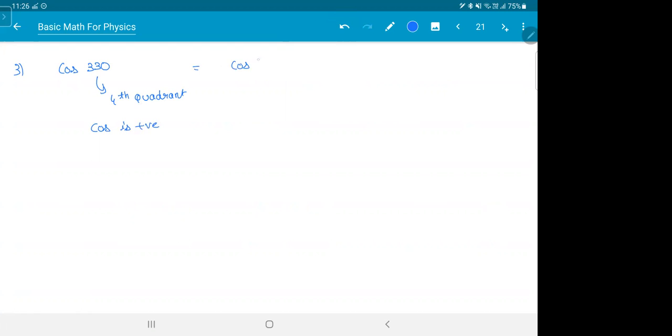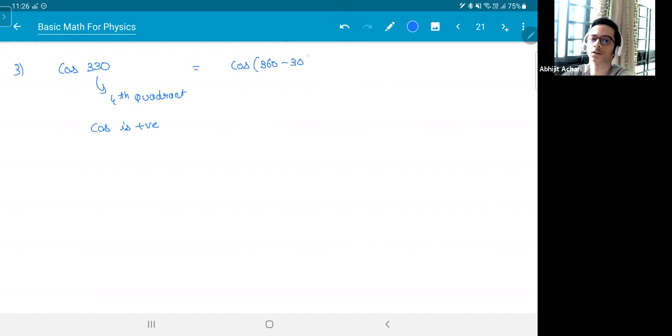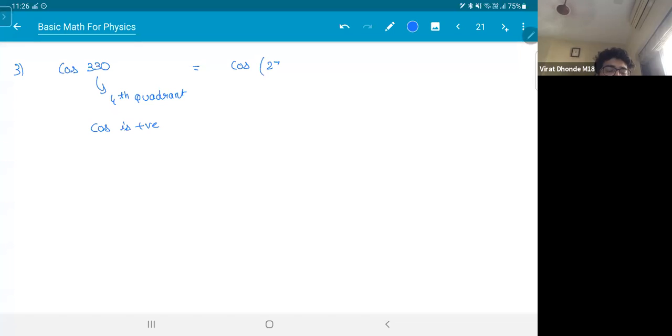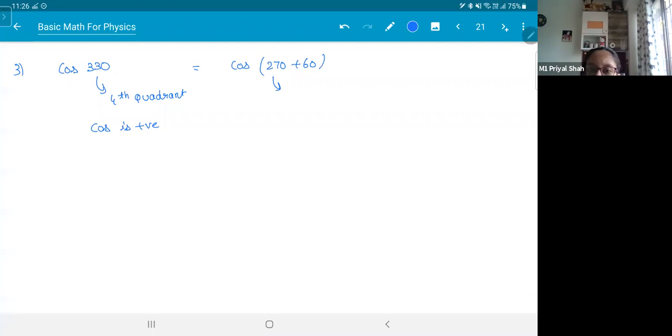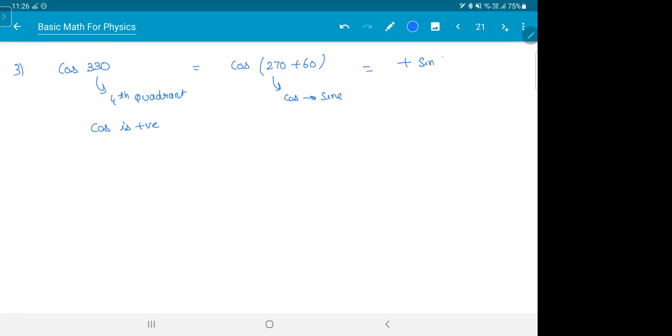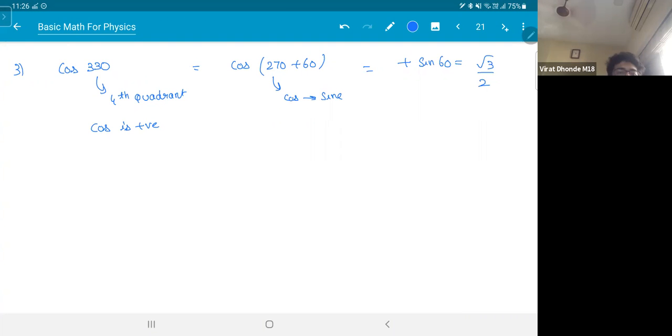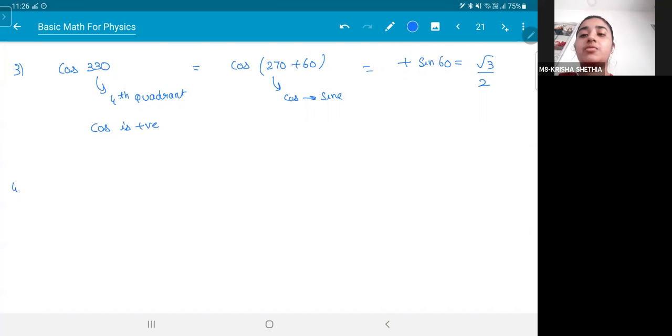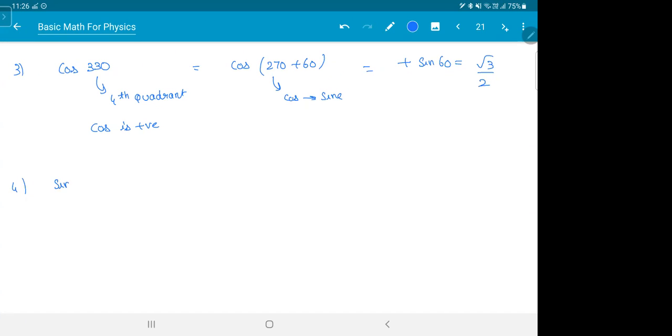You can write this thing as cos(270 plus 60). That is better. 270 is? So cos becomes sine. So sine is plus, and sine 60 is root 3 upon 2. Make sense? Sir, we can also do it by 360. You can do 360 also. I'll show you how to do that. Sine 270. Cos 270. Get that?